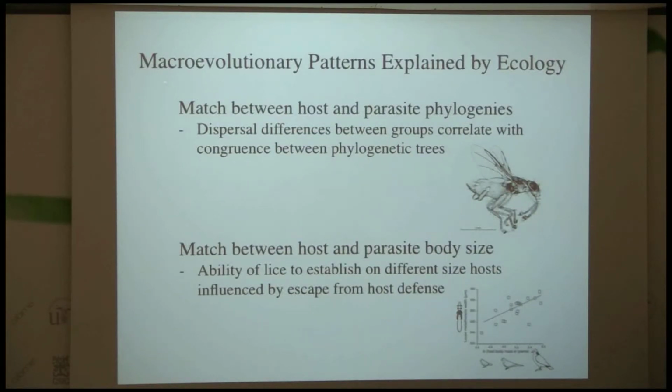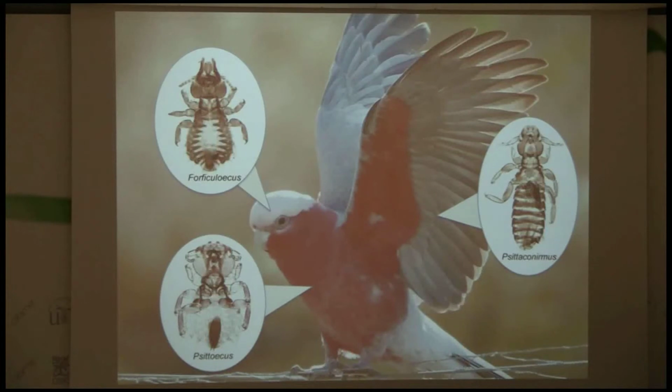So I've given you a couple examples here of macroevolutionary patterns explained by ecology, both in the match between host and parasite evolutionary trees, phylogenies, and the match over a comparative macroevolutionary scale of host and parasite body size. I want to turn to some even broader macroevolutionary patterns now in thinking about bird feather lice in general. So not only are wing and body lice in pigeons and doves, but other groups of birds, such as parrots, also have a body louse, this very rounded body form with a rounded head, and these long and slender wing lice.